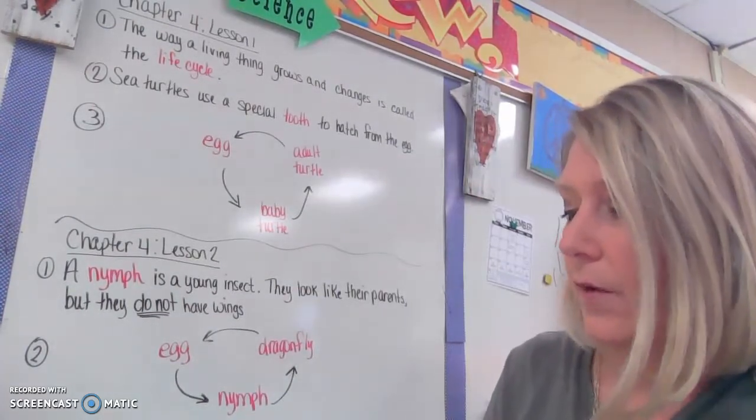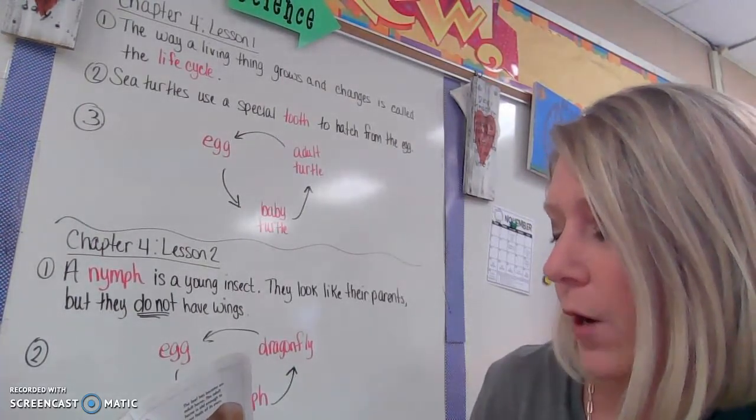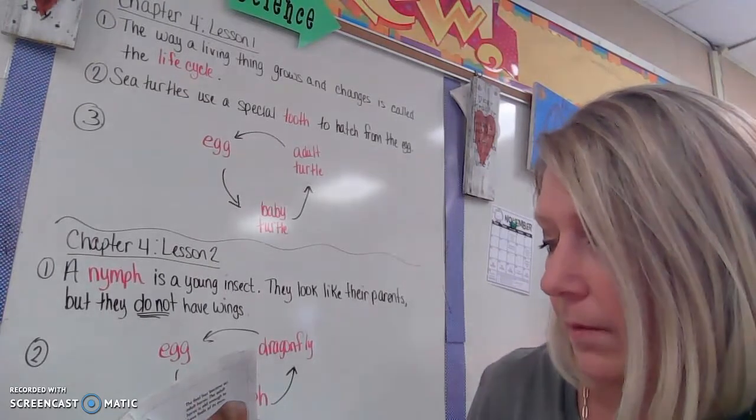What is the life cycle of a horse? A horse is a mammal. Most young mammals grow inside their mothers. Young mammals drink milk from their mother.